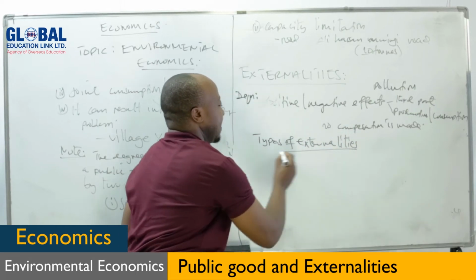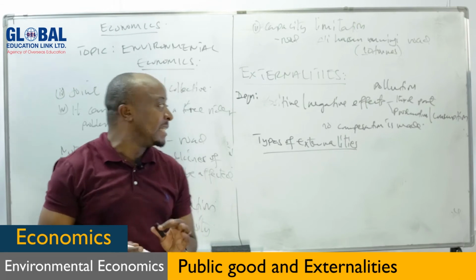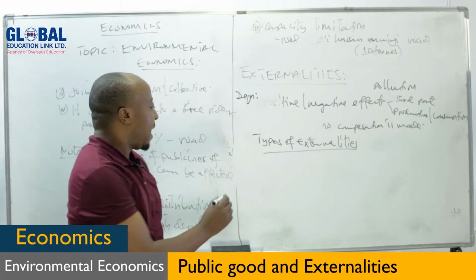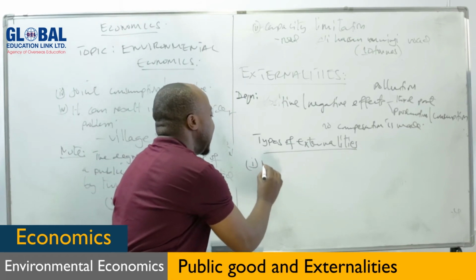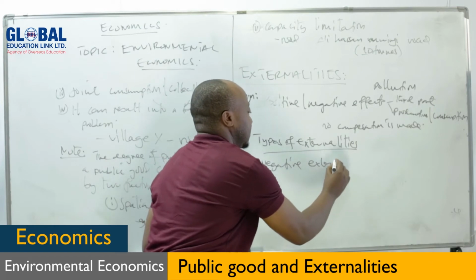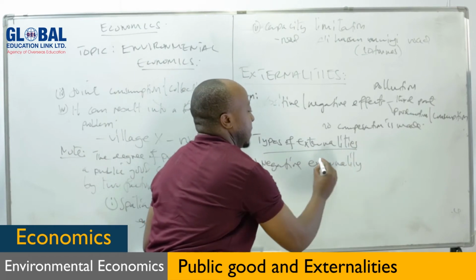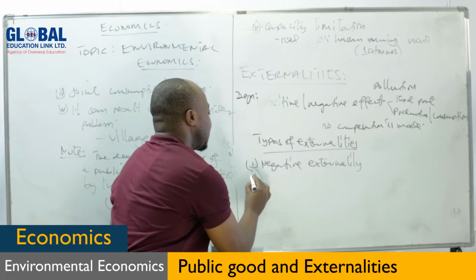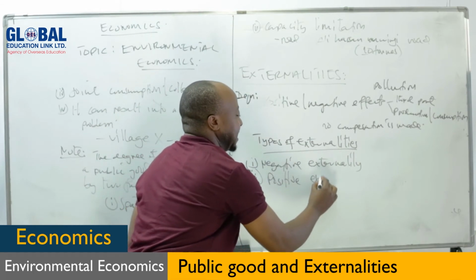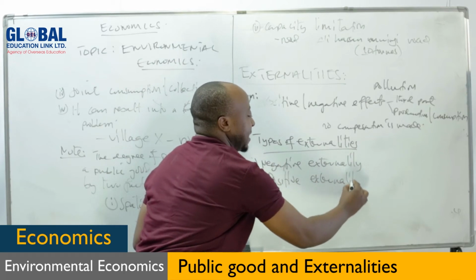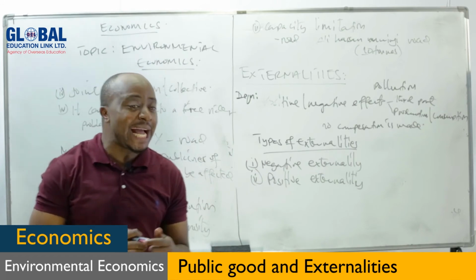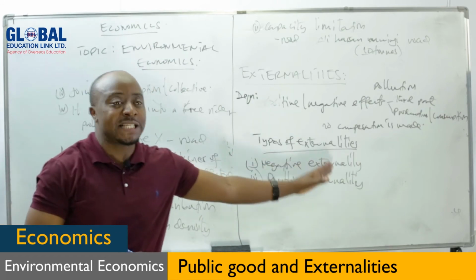Types of externalities. Generally, we have two types of externalities, depending on the effect. Number one, we have the so-called negative externality. And we have positive externality. It means if the third party is affected negatively, then we say that is negative externality.